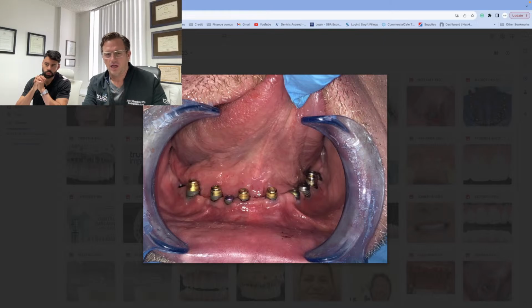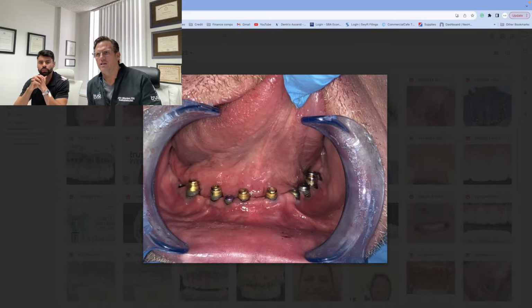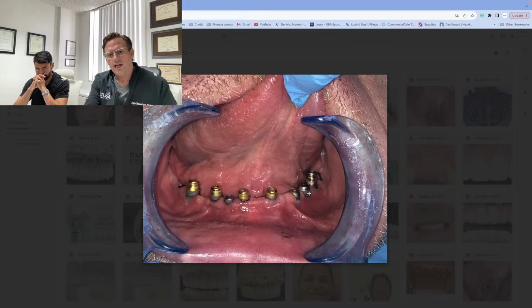There's a lot of things I see with this case. First of all, he's got a ton of implants. He should have gotten a fixed prosthetic, without a doubt. A denture on implants is just a denture. At the end of the day, it's just a denture. It's maybe 10 to 20% better than a regular denture with no implants, but at the end of the day, it's just a denture.